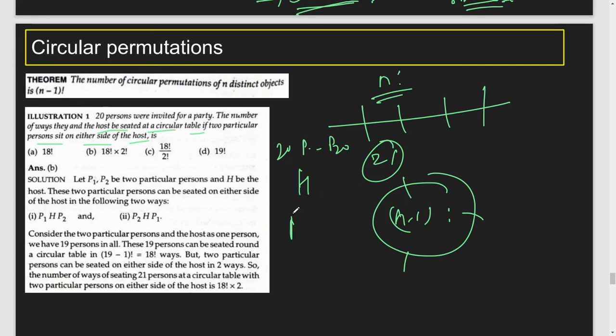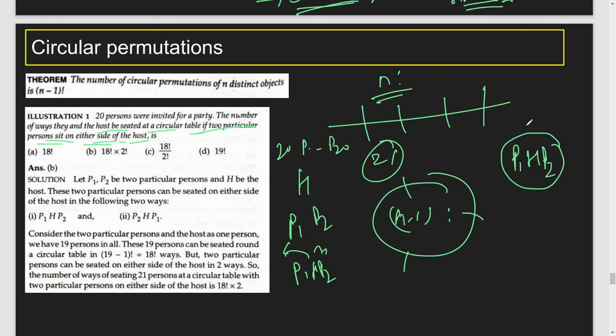Let's say, for the sake of this example, P1 and P2 are the special persons. P1 and P2 are saying, okay, we want to sit with H, we don't want to sit with other persons. So P1 wants to sit with H and P2 also wants to sit with H, meaning P1 and P2 will be on either side of H. One person sits this side and one person sits this side. So we have P1, H, P2. Okay, so this is always going to be common.